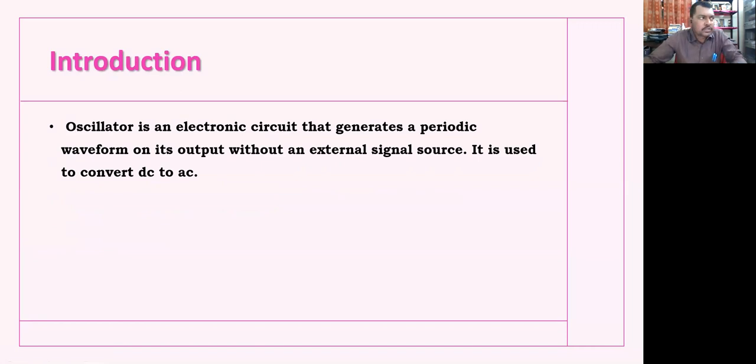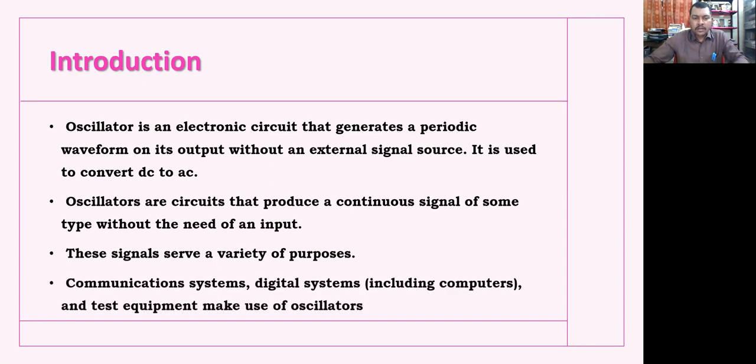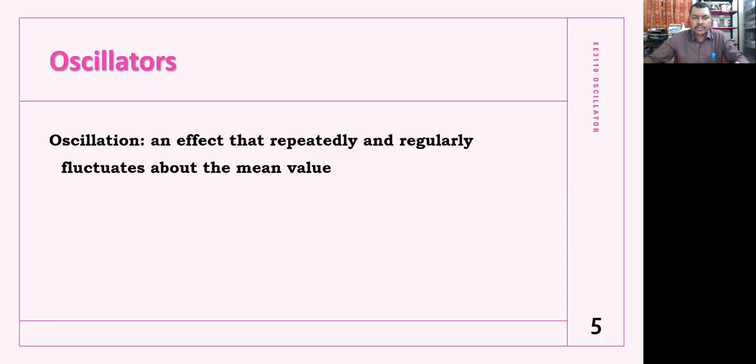What is an oscillator? An oscillator is an electronic circuit that generates a periodic waveform on its output without any external input source given to it. It uses the DC supply to convert it into AC. We have different waveforms coming out of the oscillator: sine wave, triangular wave, sawtooth wave, and all. This is what we have already completed. They are used in communication systems and all. So these are some of the applications.